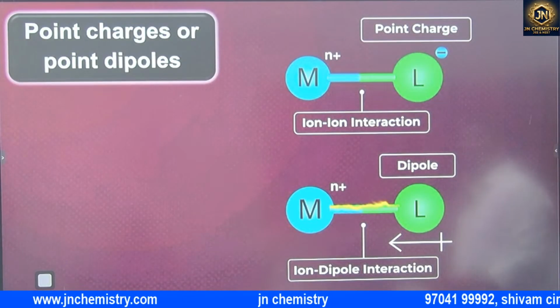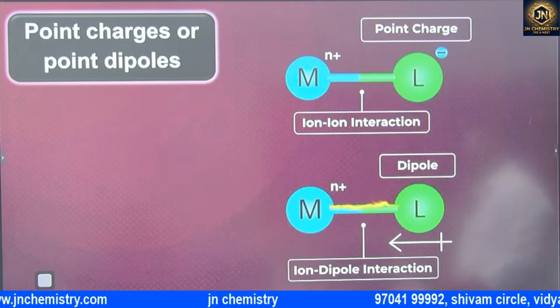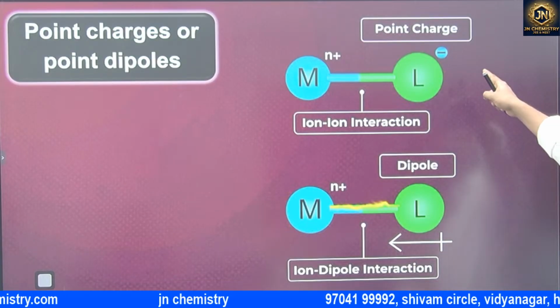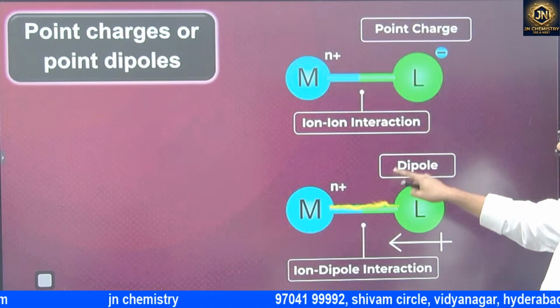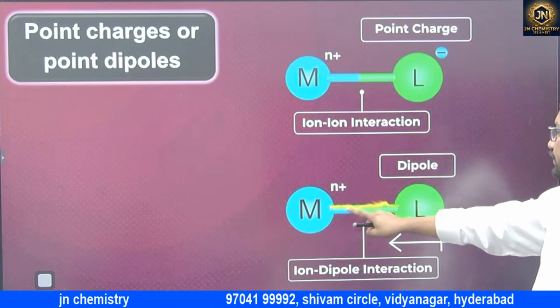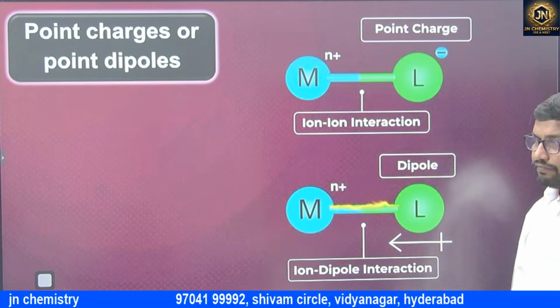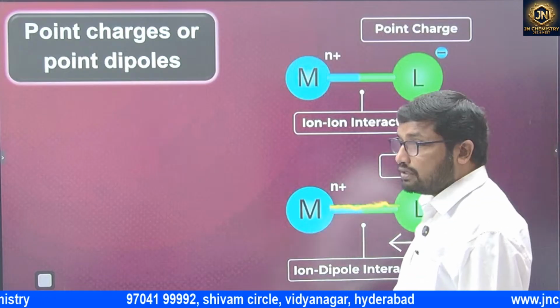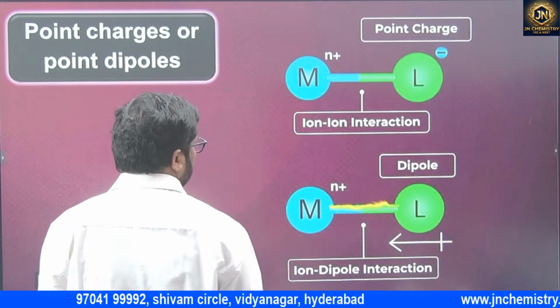Yeah. Point charges. Metal is positive, ligand is negative. Ion-ion interactions. So this metal is positive, this is a dipole, if it is neutral.